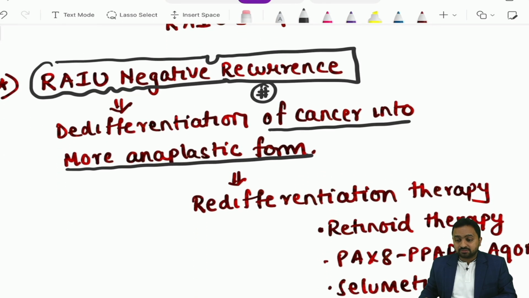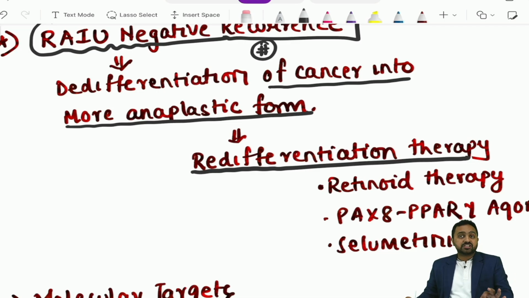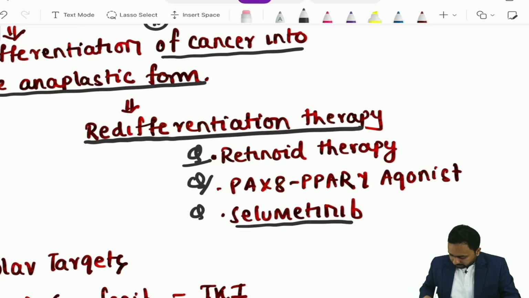So, in this case, we need to go for redifferentiation therapy. The redifferentiation therapy would include retinoid therapy, PAX8 PPAR gamma agonist and selumetinib.